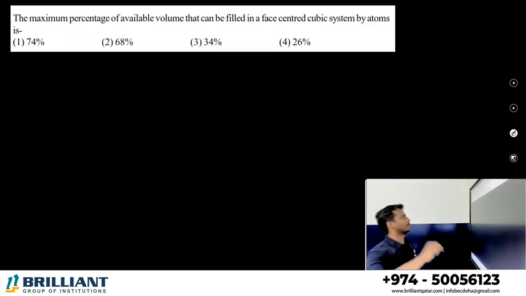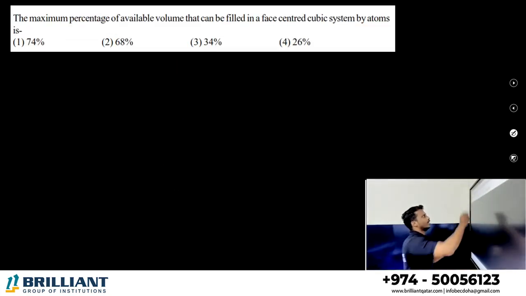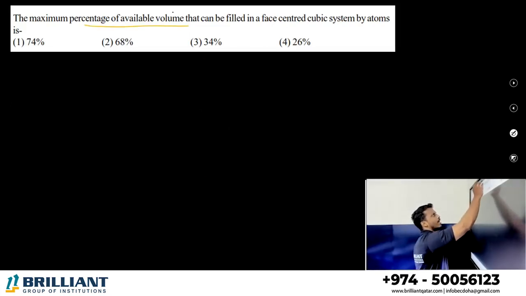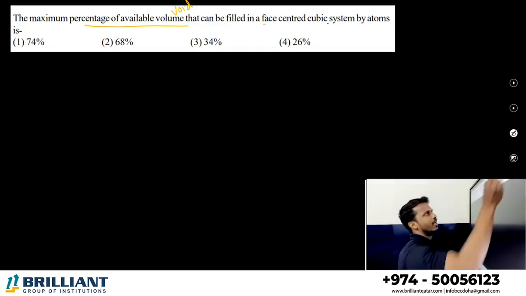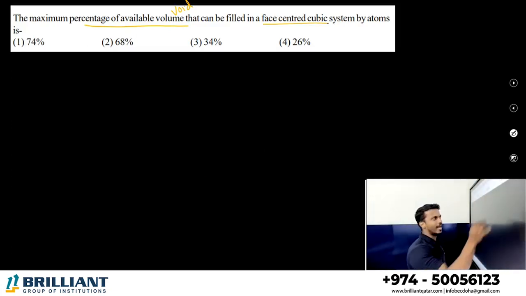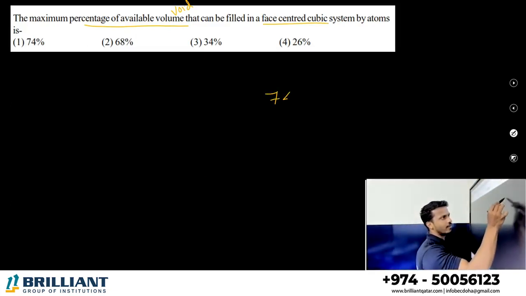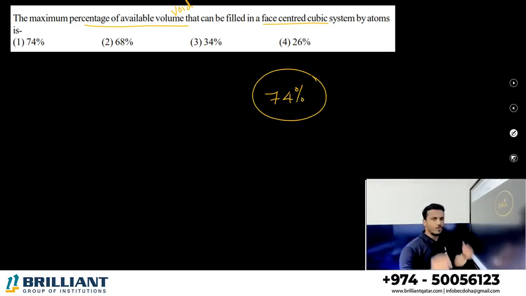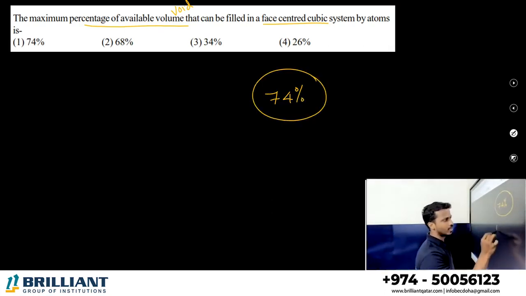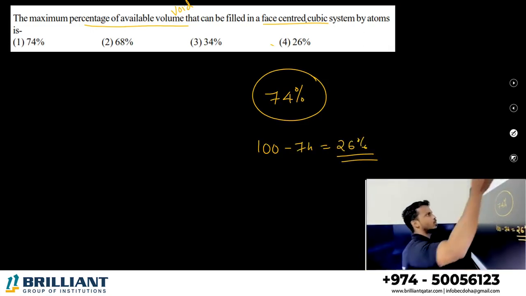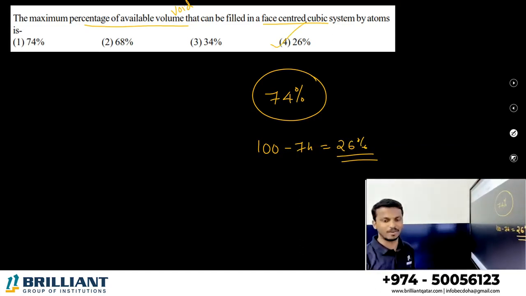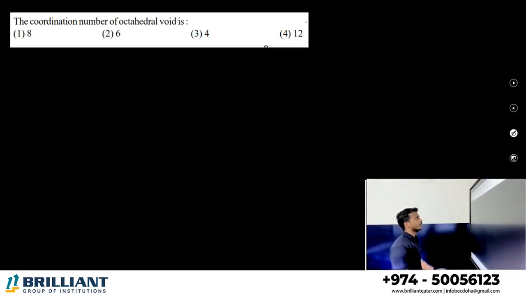Okay, next. What is the maximum percentage of available volume that can be filled in FCC? They are asking you the void. In FCC system, we studied that packing efficiency is 74%. If you want to calculate the void, just 100 minus 74, that's equal to 26%. 26%, option B. Alright, simple calculation. Next, what is the coordination number of octahedral void?